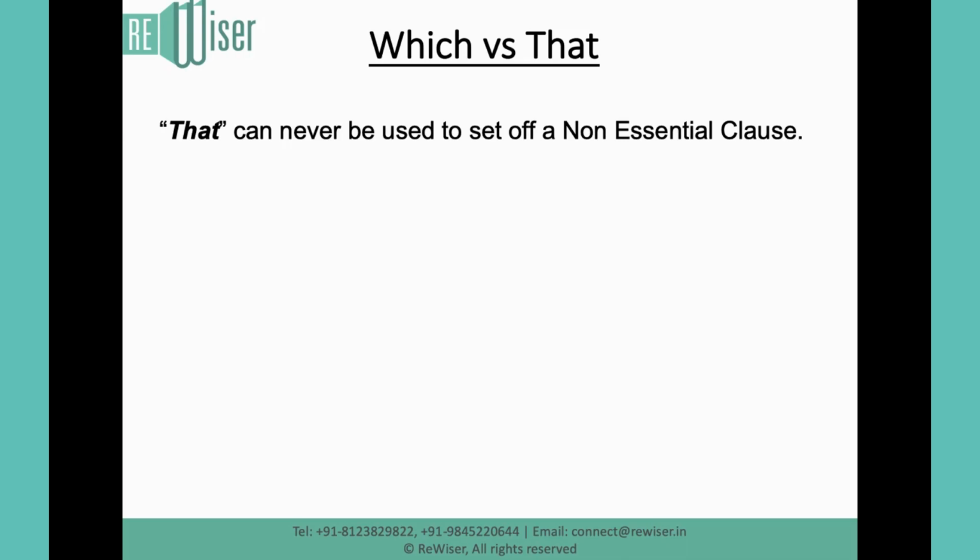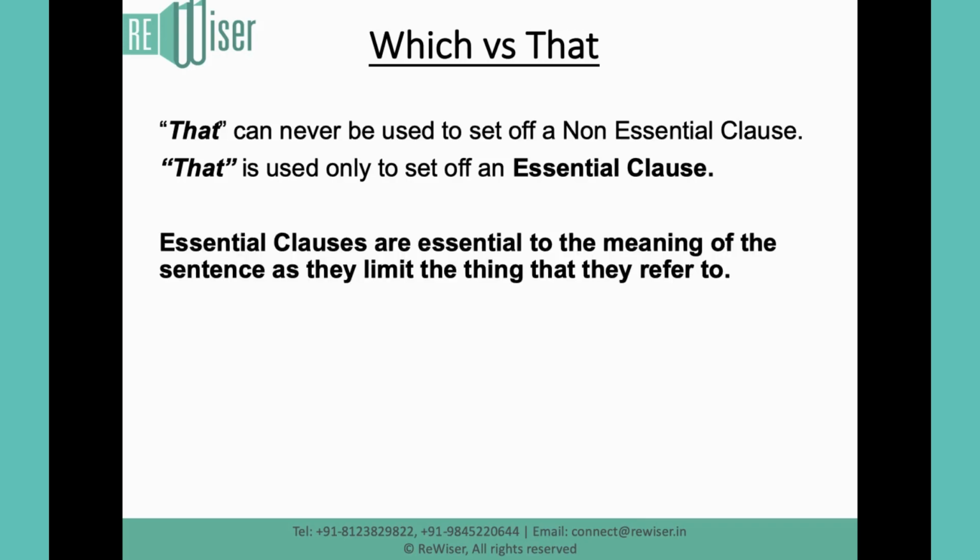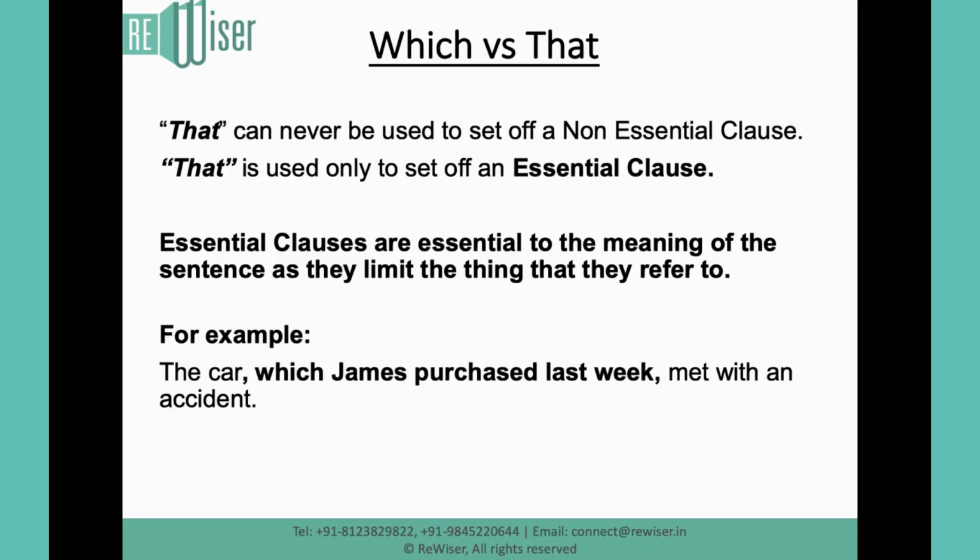That can never be used to set off a non-essential clause, and that is used only to set off an essential clause. Essential clauses are essential to the meaning of the sentence. Why are they essential? Because whatever information they are giving actually sets a limit on what we're talking about, and we are able to determine what we're talking about. So chairs, we're not talking about all chairs, we're talking only about chairs without cushions, and those are uncomfortable to sit on.